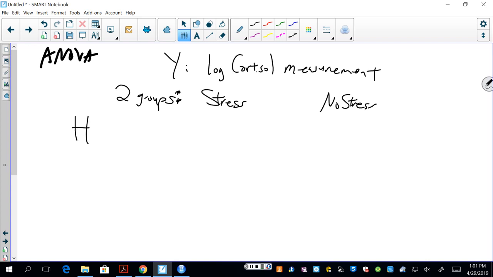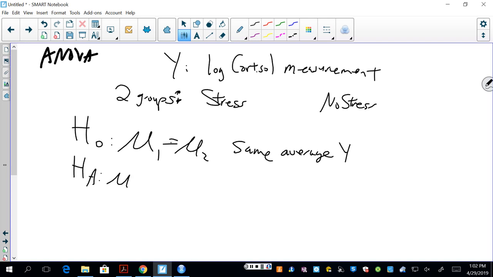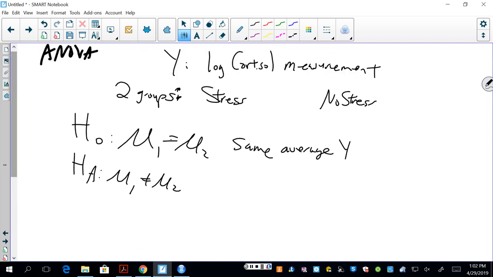Right, the analysis of variance test is: is the average value of Y the same in the two groups? So, same average value of Y versus an alternative that says they're not equal. And how many were stressed? There was n equals 21 in this case, and n equals 26 in this case. I, the number of groups, is 2.